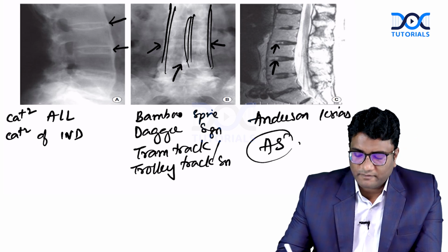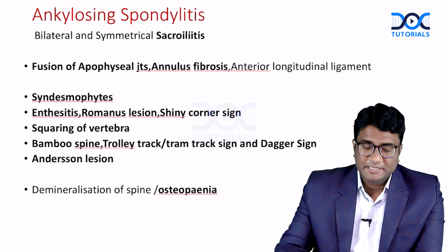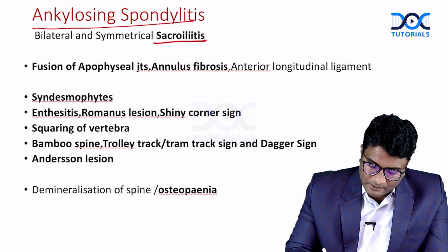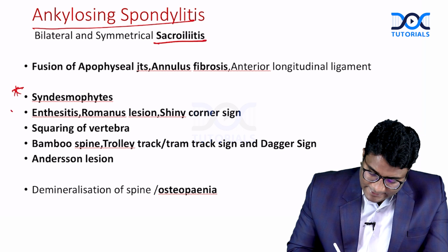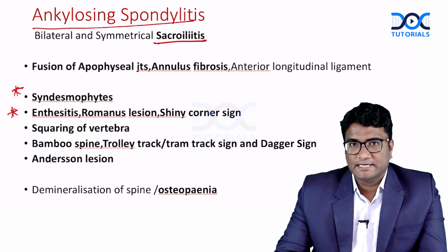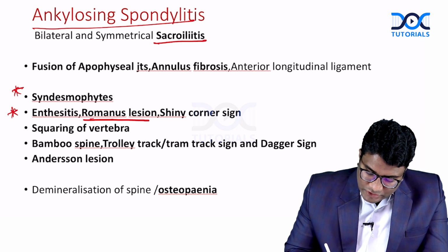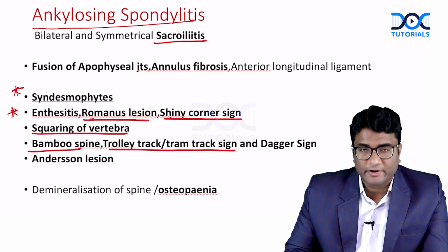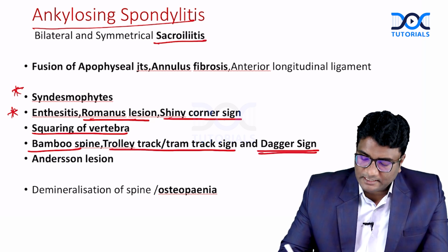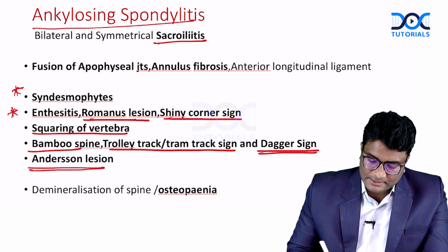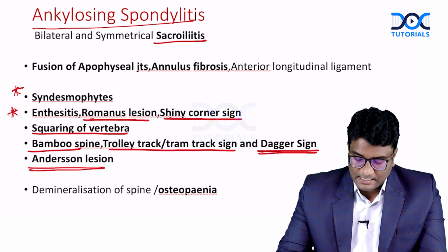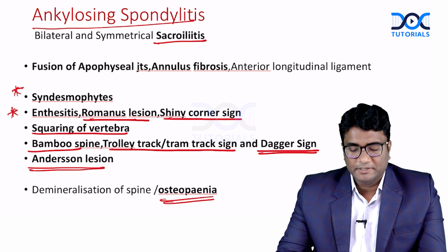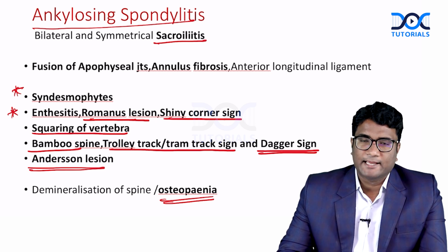All of these are features of ankylosing spondylitis. So, please remember the important findings about ankylosing spondylitis. You have sacroiliitis, you have syndesmophytes, enthesitis, inflammation around the tendinous insertion sites. There are Romanus lesions, shiny corner sign, squaring of vertebra, bamboo spine, trolley track and tram track sign, calcification of the interspinous ligament called the dagger sign. Anderson lesions are the lesions that you see in the anterior part of the intervertebral disc, and there is also osteopenia that you see with ankylosing spondylitis. So, please remember these important radiological signs associated with ankylosing spondylitis.